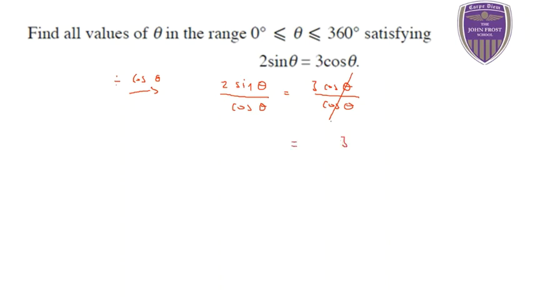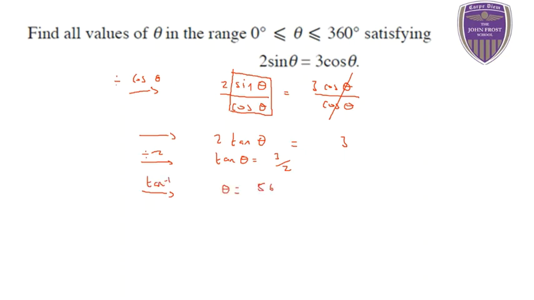And you notice on the left hand side, sine over cos is tan. So this actually is lovely. It's 2 tan theta equals 3. You divide by 2 first, and you get tan theta is 3 over 2 or 1.5. Take the inverse tan, and you get 56.3 degrees.